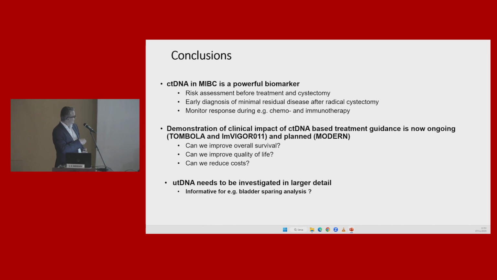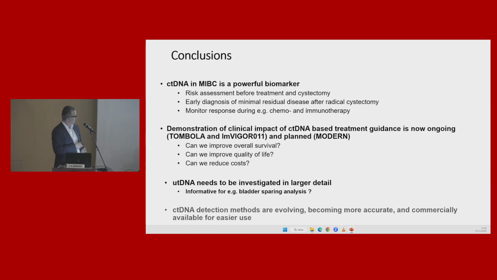Urinary tumor DNA needs to be investigated in larger detail. It needs to be protocolized in another way. Often it's something that we have from different clinical trials and cohorts, and we need to handle this in much better ways, with better SOPs, to really draw conclusions from this. Is it useful for bladder-sparing approaches, for instance? We need to figure that out.